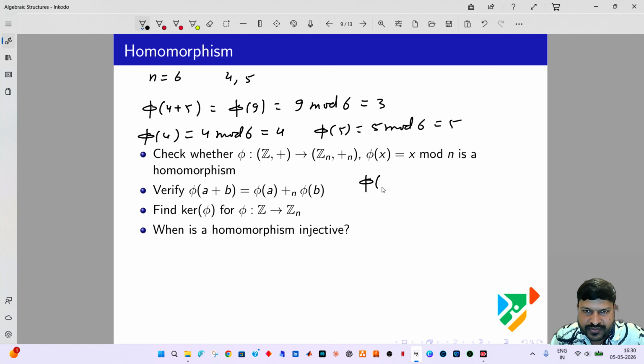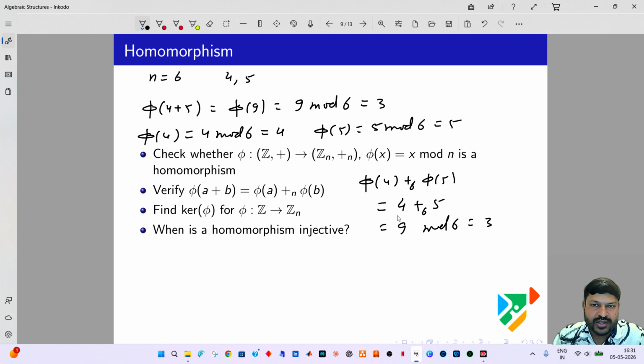Next, what is phi of 4 plus, addition modulo 6, phi of 5? This is equal to 4 plus 5, which is equal to 9. What is 9 modulo 6? Again 3. So you see in both the cases you are getting the same element. Hence phi of 4 plus 5 is same as phi of 4 plus phi of 5.